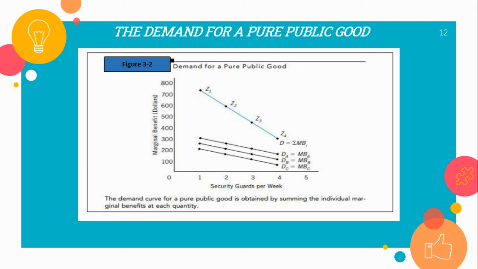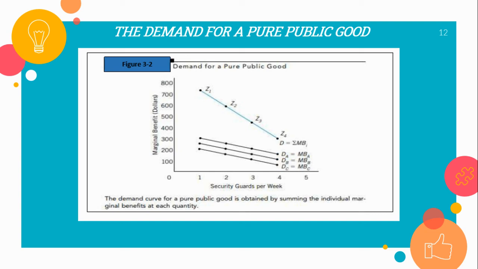Because the maximum amounts reflect the marginal benefit of security protection, the point on the market demand curve represented by point Z1 corresponds to the sum of the marginal benefits of all three consumers. This equals $750 per year when only one security guard is provided.